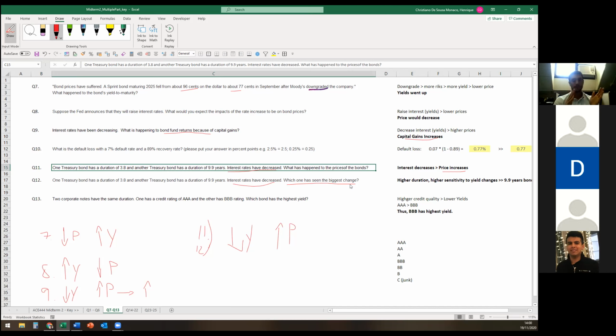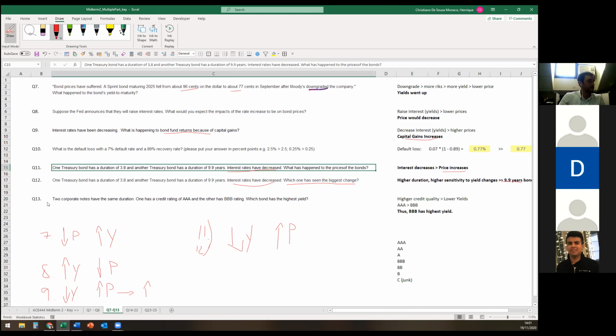So if yield changes by 1%, the effect on the long duration bond is going to be higher than the effect on the short duration bond. Okay, so you will see that the 9.9 years bond here would see the biggest change. And again, we don't know if it's an increasing or decreasing yield curve, but the biggest change will be on that particular bond.